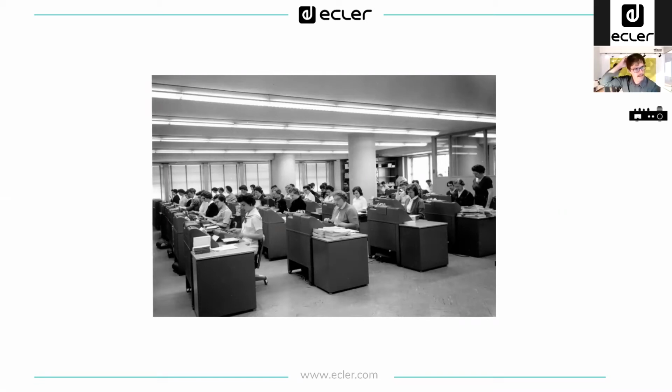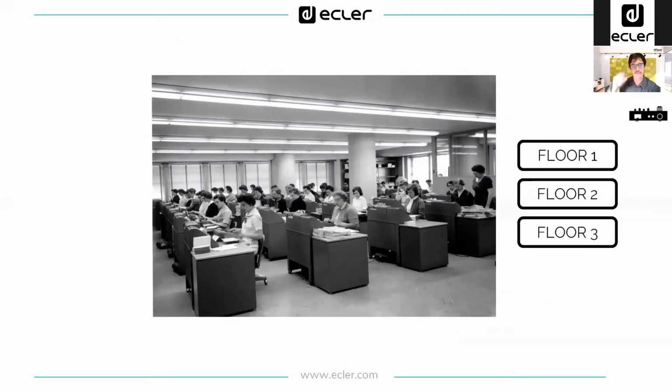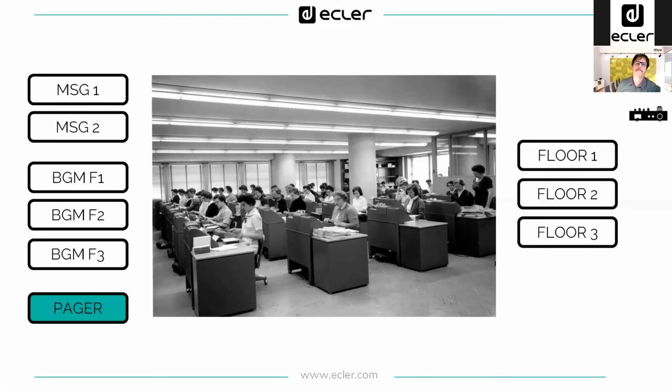Okay, let's think about an application of the DN44 Bob. If we've got an open plan floor office, maybe with 3 floors like this with many people, and we want 2 players of messages and background music, 3 independent background musics, one for every floor, and a pager, which will be maybe at the entrance of the building, so the man or the woman at the entrance can page to any of the floors. So how would we design this?